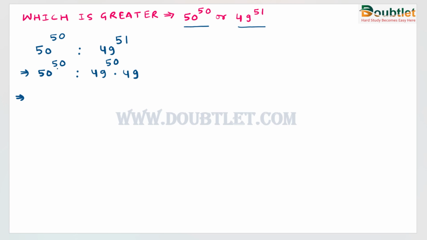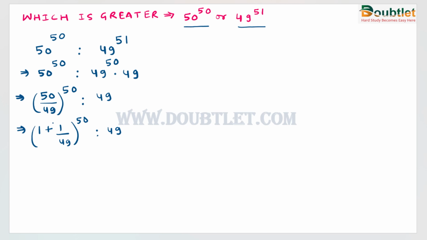Then because the powers are the same, we can collect these terms on the left side. So we can write this as (50 divided by 49) to the power 50, divided by 49. Then we can write this 50 as 49 plus 1. So we break it as (1 plus 1 divided by 49) to the power 50, divided by 49.